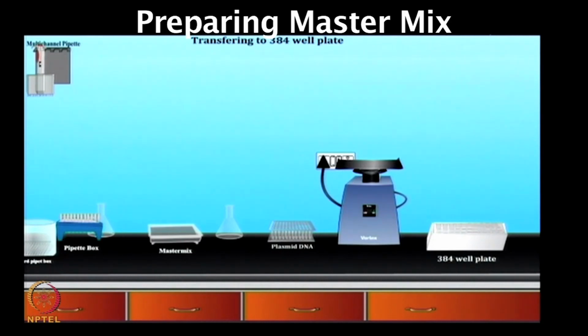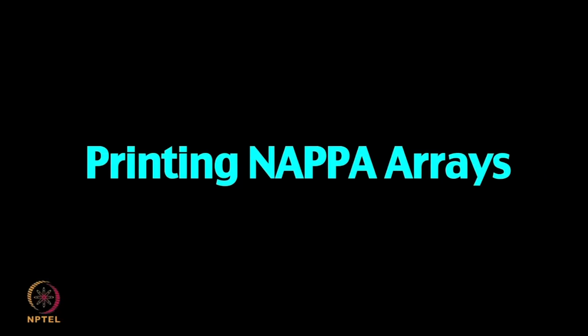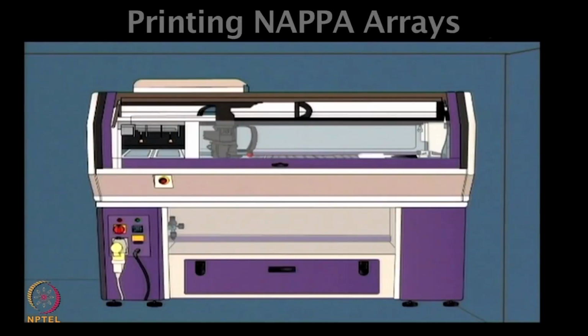For printing, you will require 384 well plates. So, now you need to transfer your master mix containing plasmid DNA from the 96 well plate to the 384 well plate. Again, these steps can be performed either using multi-channel pipetters or by using liquid handling systems. Once the master mix is prepared and transferred into the 384 well plate, we can perform the printing step.